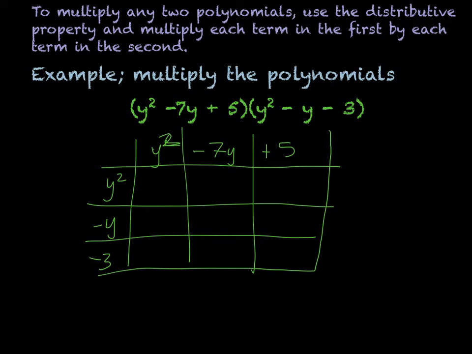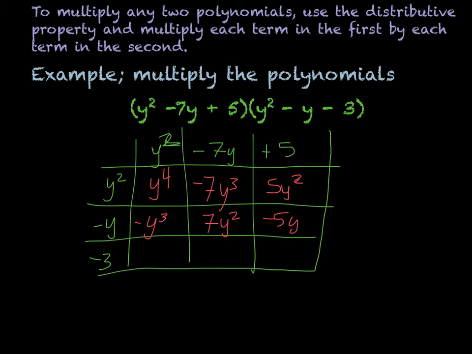Alright, and then we just do our multiplication. So that would be y squared times y squared, which would be y to the fourth. y squared times negative 7y is negative 7y cubed. y squared times 5 is 5y squared. Negative y times y squared is negative y cubed. Negative y times negative 7y is positive 7y squared. Negative y times 5 is negative 5y.